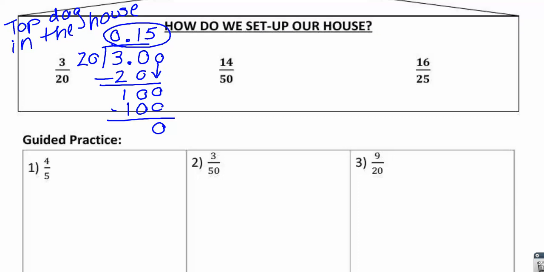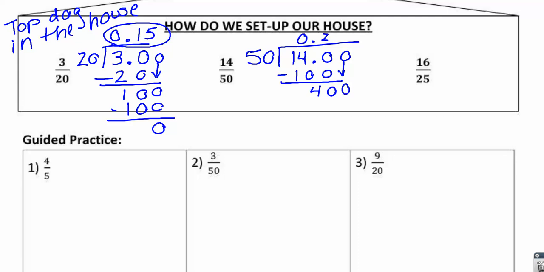The next one, top dog in the house. So 14 goes inside, 50 is outside. 50 cannot go into 14, so 0, decimal, add a 0. 50 goes into 140 2 times, which is 100. Subtract, I get 40. Drop a 0. 50 goes into 400 8 times, which is 400. Subtract, and I get 0. So I get 0.28.